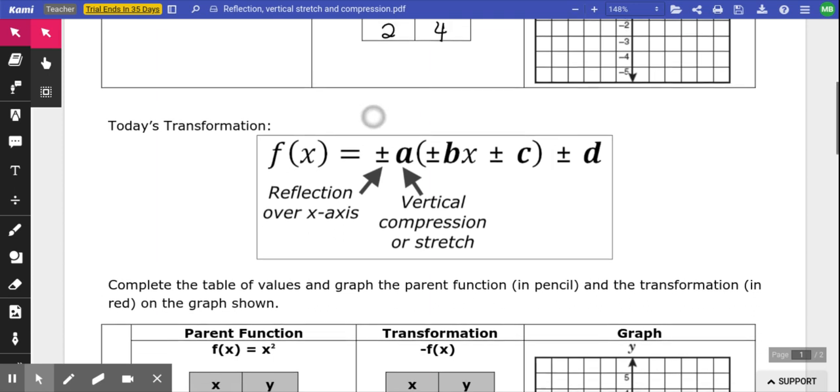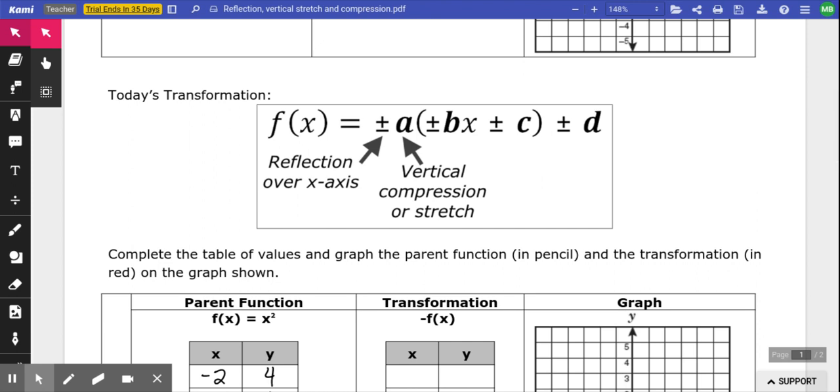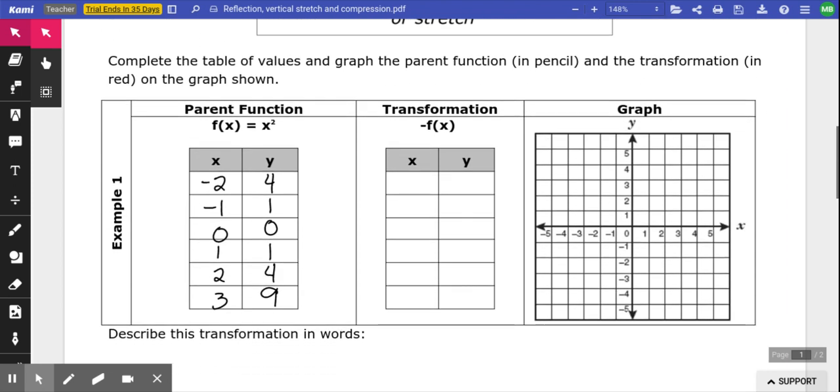We've already learned in previous discussions that if our a is positive, our parabola is going to open up. If our a is negative, our parabola is going to open down. But truly what's happening there is if our a is negative, then it's being reflected over the x-axis. Now, the actual value of a is going to cause either a vertical compression or a vertical stretch. And we're going to look at what type of value will cause which type of transformation.